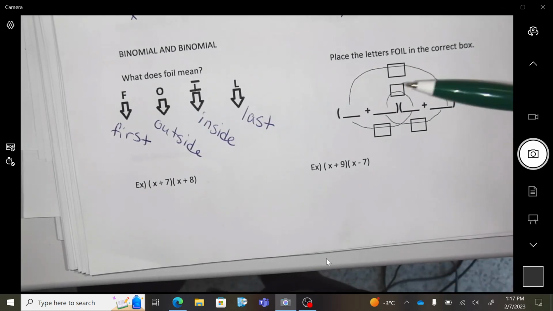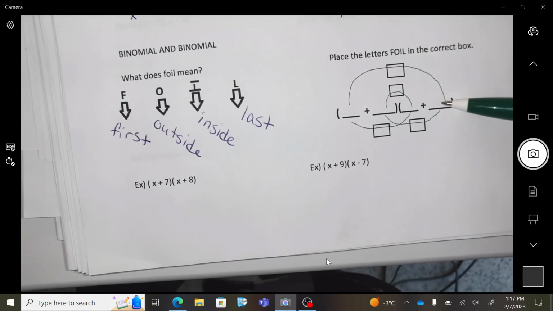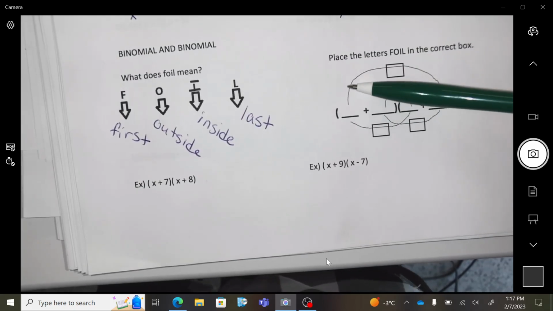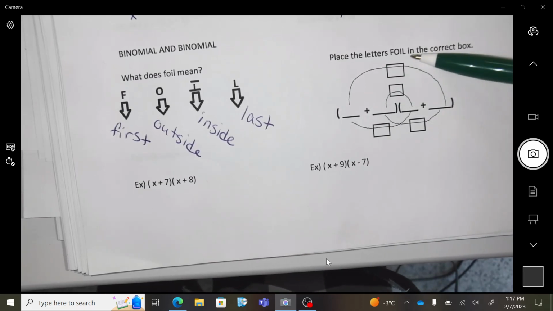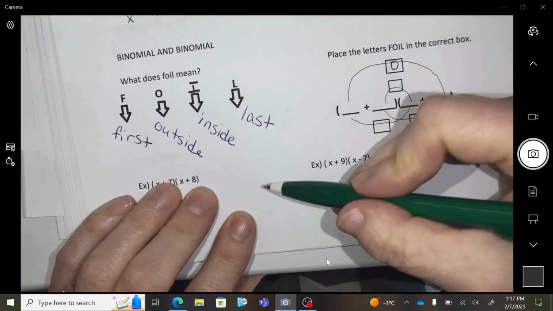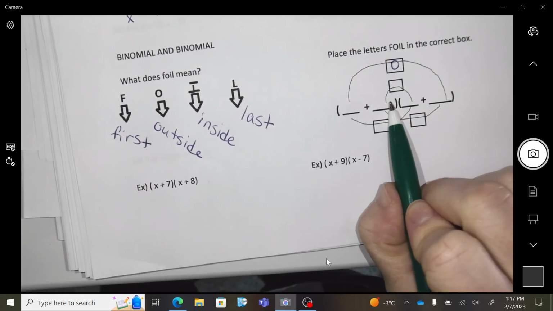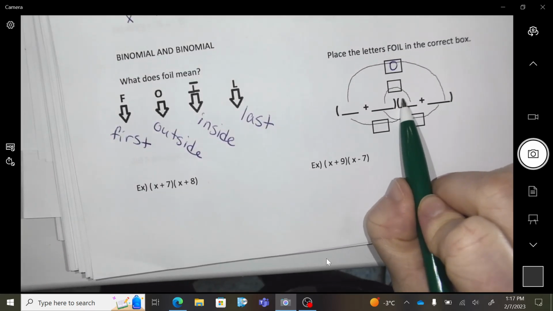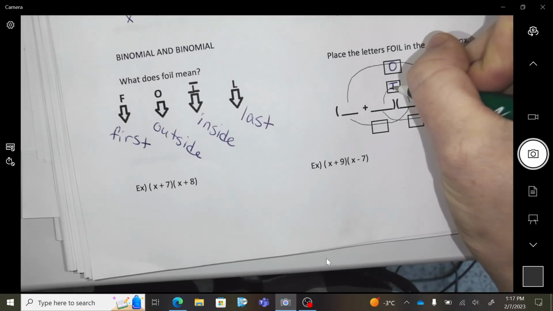Okay, let's start. I'm going to call this a rainbow, if that's okay. This times this. Which letter do you think that is? That's O. That's the O letter, because it's the outsides. The two things on the outside are getting multiplied. What do you think about this rainbow right here? The I, the insides.